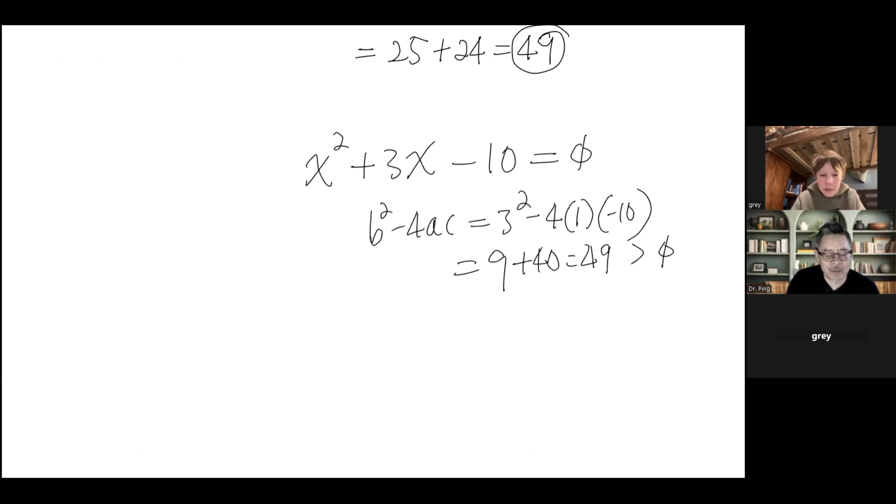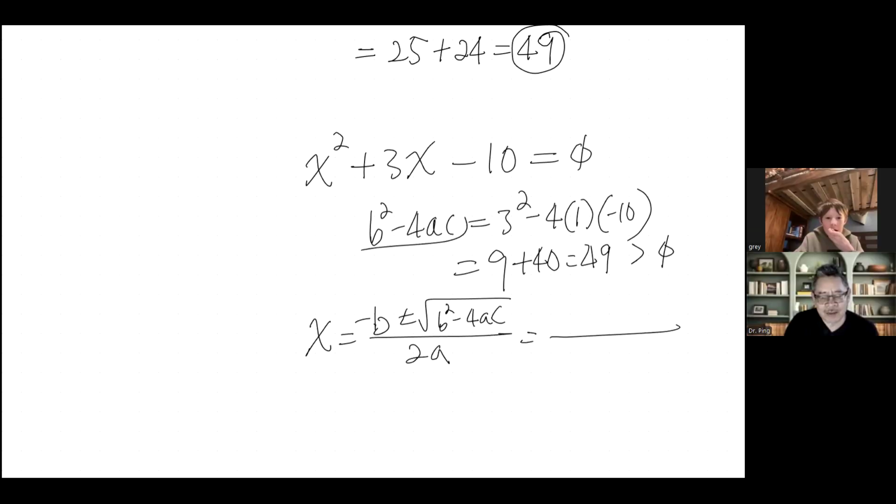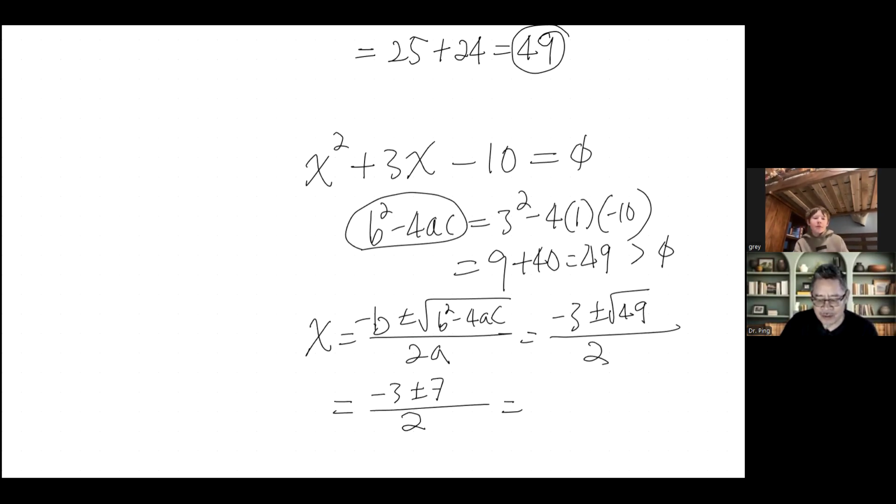Then we use the formula. x is equal to negative b plus or minus the square root of b squared minus 4ac, over 2a. The nice thing is we already have this part. So it's minus 3 plus or minus the square root of 49, over 2. Then that is -3 plus or minus 7 over 2. So we got two solutions here.